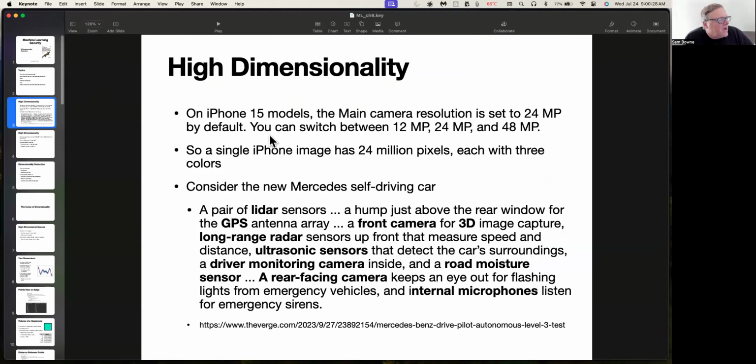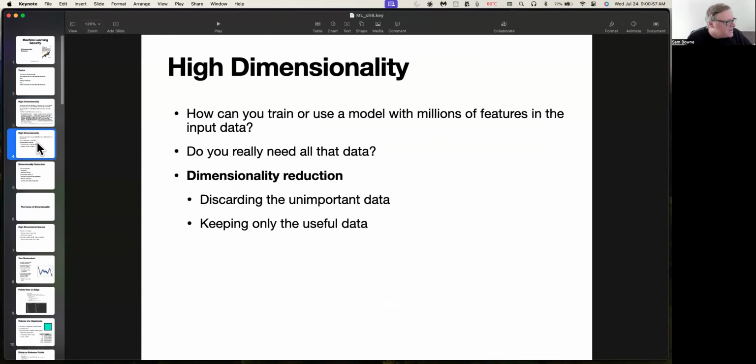So, for example, on an iPhone, the main camera resolution is 24 megapixels. So that means every picture has 24 million pixels, each of which has three colors. And so that's crazy. That's a lot of data. If you consider a self-driving car, it's got LiDAR, GPS, a front camera, ultrasonic sensors, and all this jazz. All this data is coming in. Many millions of data points are coming in, many times per second. So how can you possibly train or use a model? And the answer is you cannot.